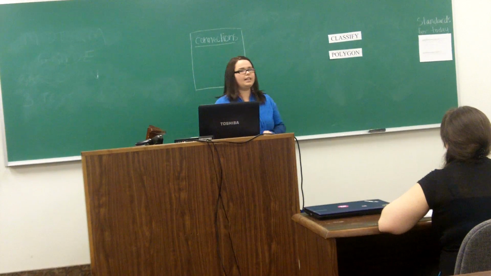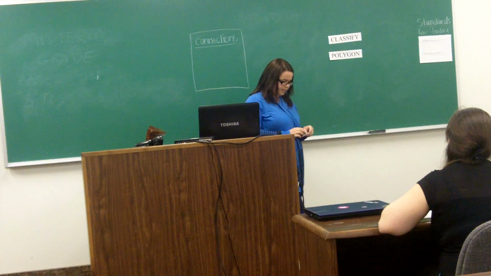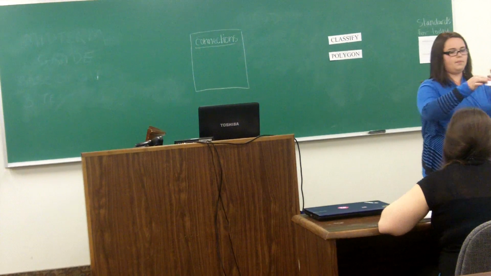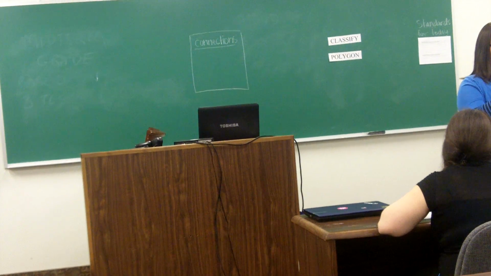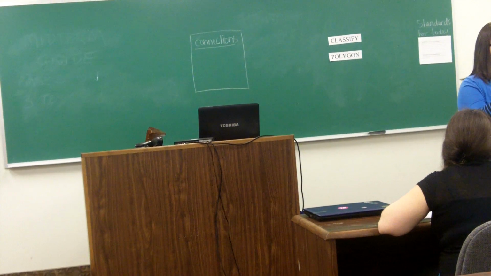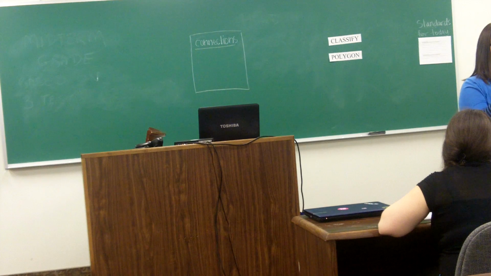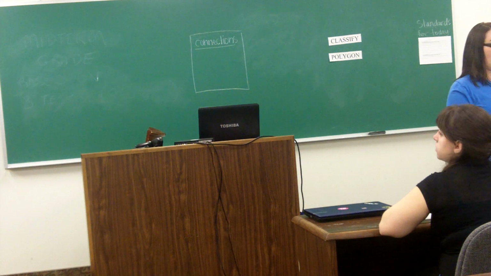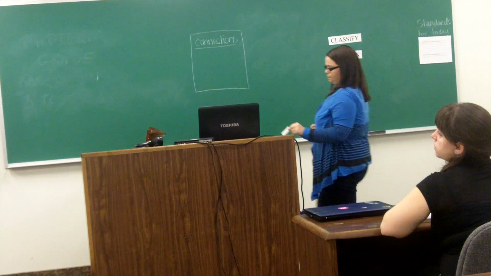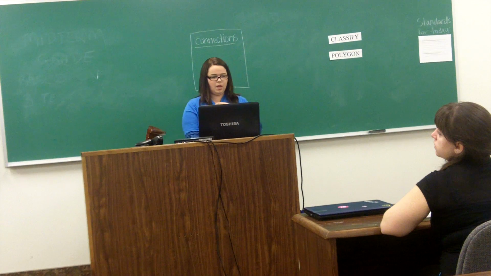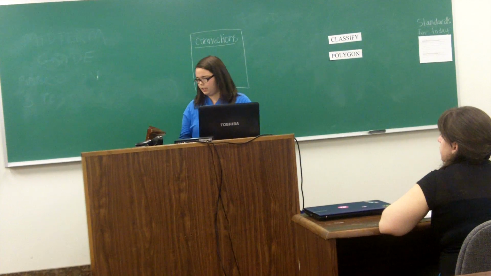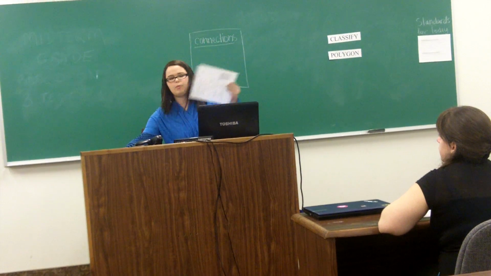Okay, the sides of polygons are connected to make one path, and the sides never cross. Let's look at this. I know it's small. Our sides are here and here. They're connected, so they make one path. If you were on a little car, you could go all the way around, okay? The sides never cross. If the sides cross, it's not a polygon, okay?